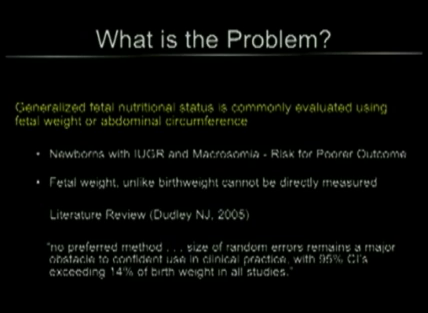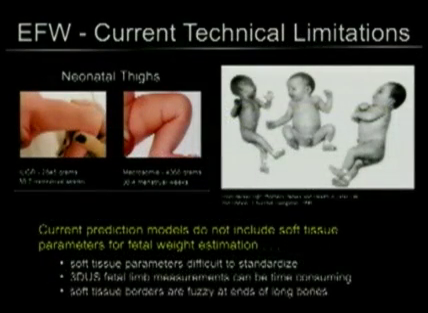But fetal weight, unlike actual birth weight, cannot be directly measured, so there's a certain uncertainty about this estimation. A recent literature review by Dr. Dudley, looking at 11 different methods of fetal weight estimation, concluded that there was no preferred method, and the size of random errors remain a major obstacle to confident use in clinical practice, with 95% of the confidence intervals exceeding 14% of birth weight in all studies. So we have current technical limitations for estimating fetal weight.